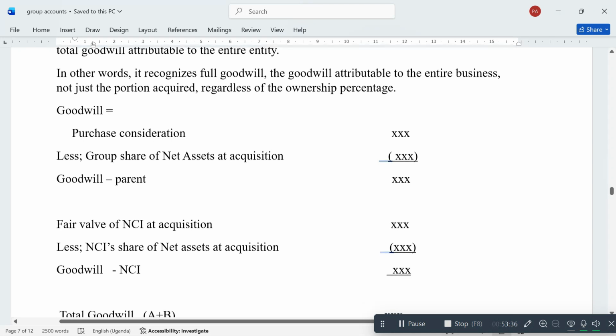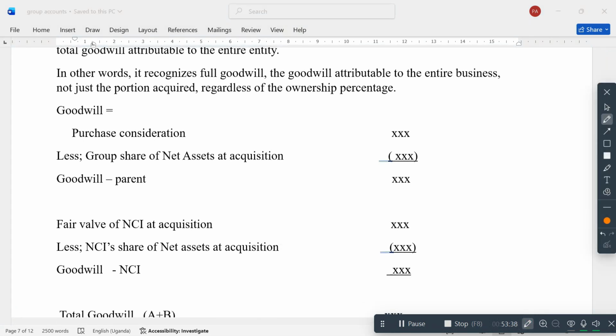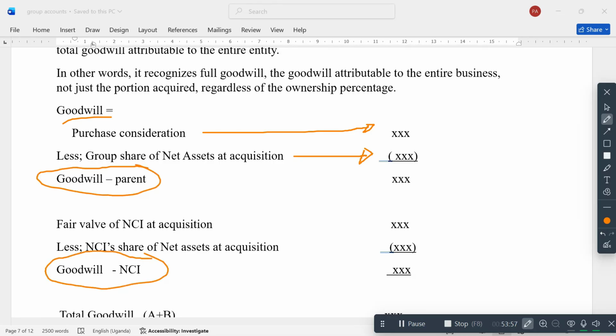So here we shall have our goodwill. It will be the purchase consideration, as I have told you, the money you paid, which could be cash or share exchange. Then we subtract the group share of net assets. It is really very important to separate the part that is attributable to the parent. Then we get the part attributable to NCI. Then after, we add them. By getting the purchase consideration, we less the group share of net assets at acquisition.